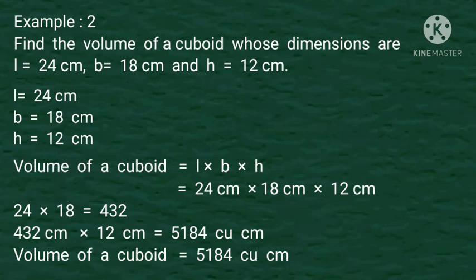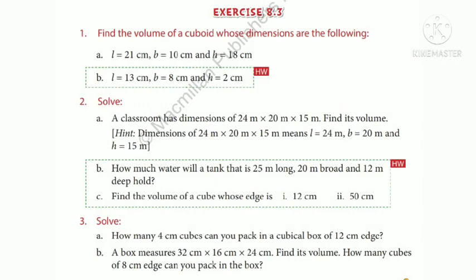Thus, volume of a cuboid is equal to 5184 cubic centimeter. Dear students, some homework for you. See page number 139, exercise 8.3. 1. Find the volume of a cuboid whose dimensions are the following. 2. Solve the following. 3. Solve the following. You must do homework.